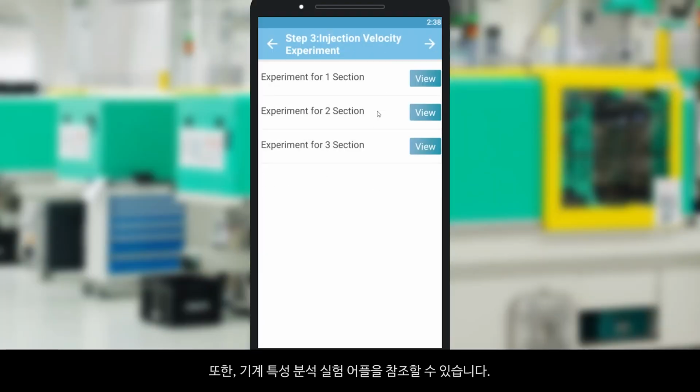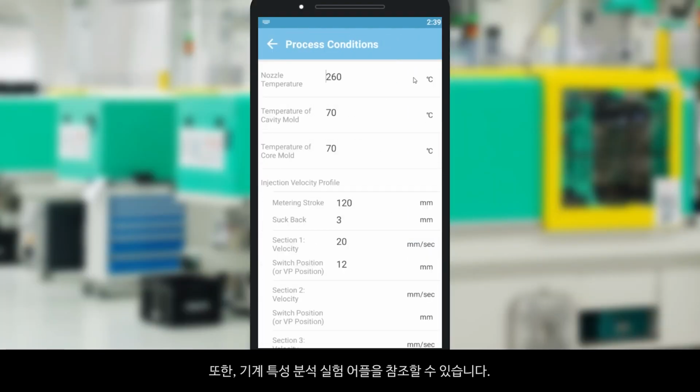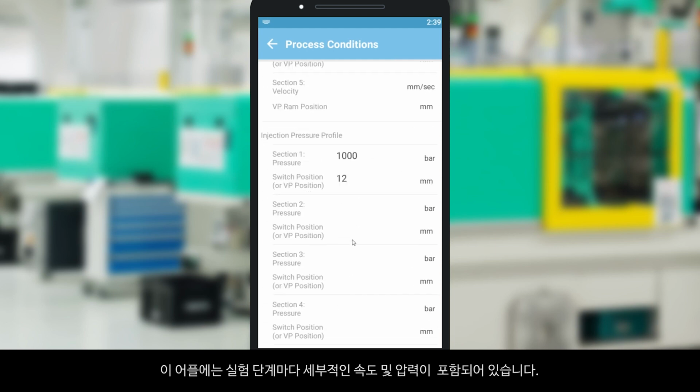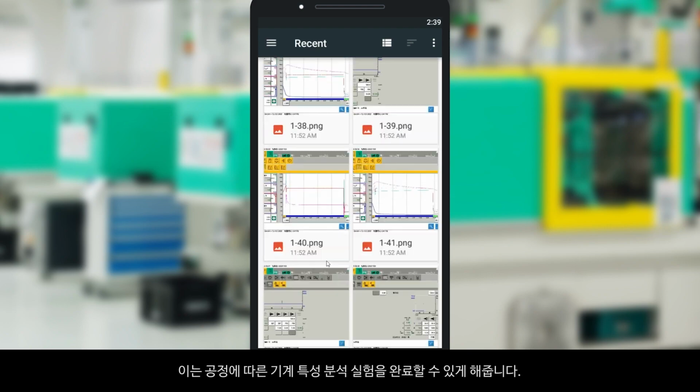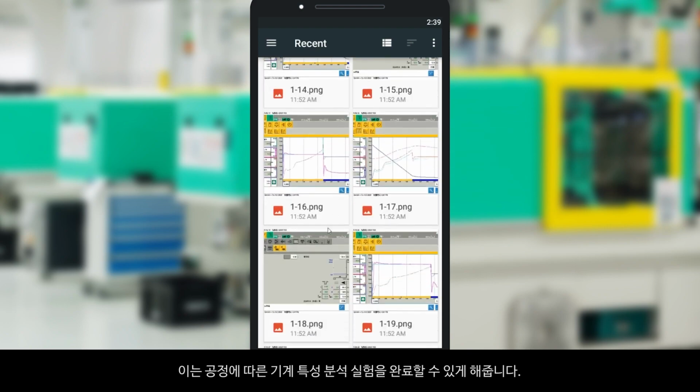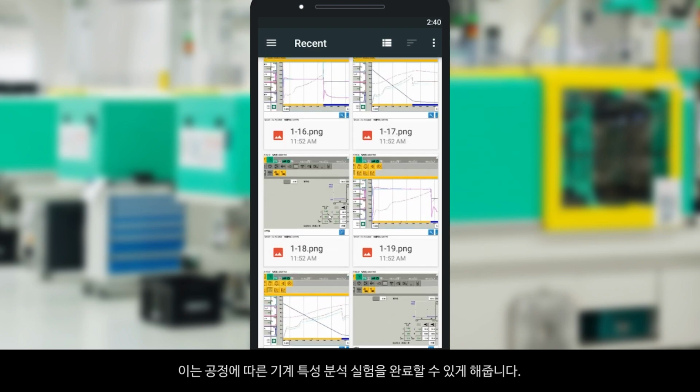In addition, you can refer to the Machine Characteristic Analysis Experiment app, which contains detailed speed and pressure holding experiment steps, allowing you to complete the machine characteristic analysis experiment according to the process.